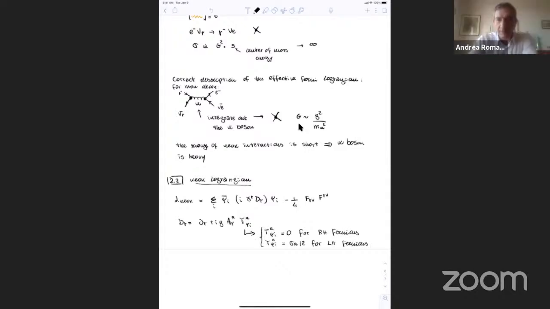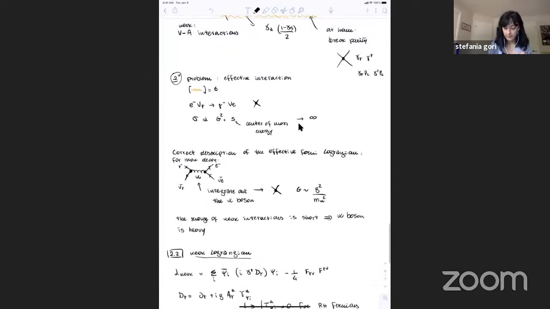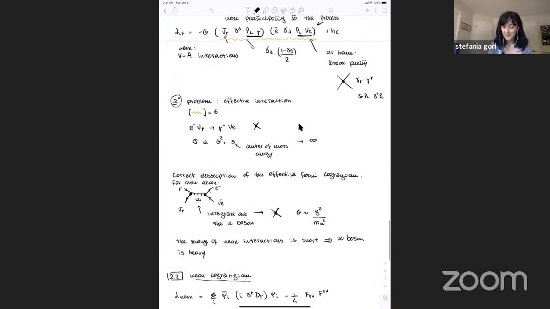If I may interrupt, Stefan, there's a question from Mandip related to what you said before. What do you mean by integrating out the W boson? Yeah, so it is true, I didn't really explain this point. So say that I give you this Feynman diagram to compute, and then you can use your Feynman rules to compute the width, in this case for the neutrino decay, right?